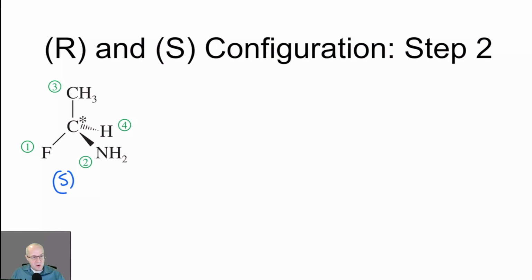Once you assign priority, move priority group 4 to the back if it's not already there. Count from 1 to 2 to 3 back to 1. That's how it's always done. Make sure that low priority group, group number 4, is in the back. Now, let's draw the mirror image of this bad boy right here.